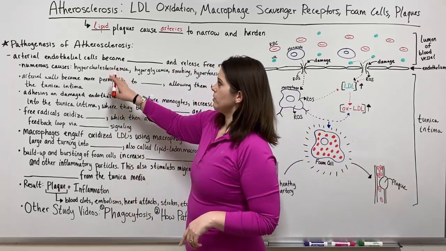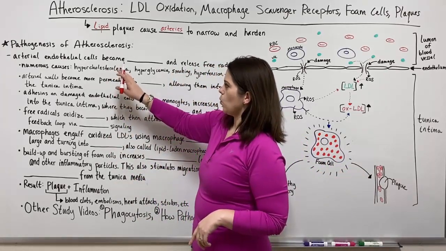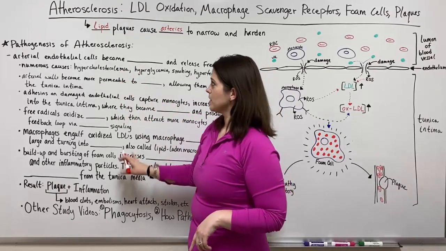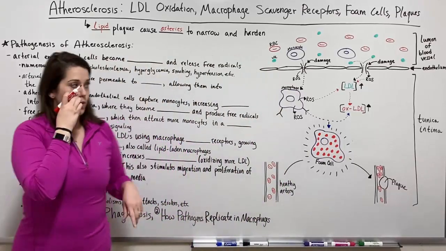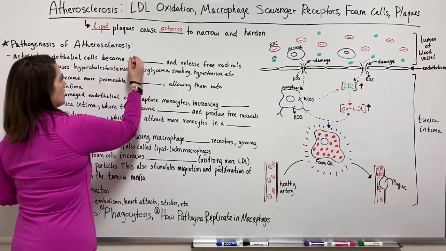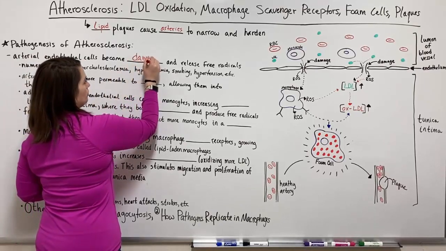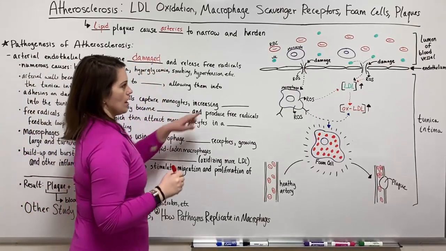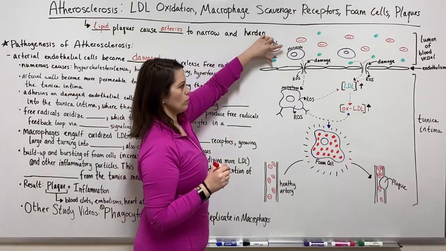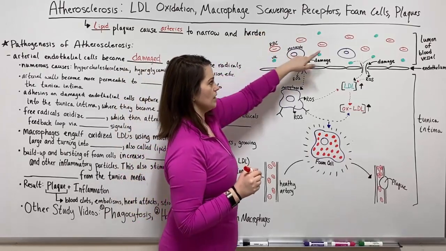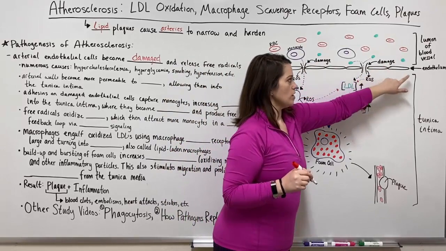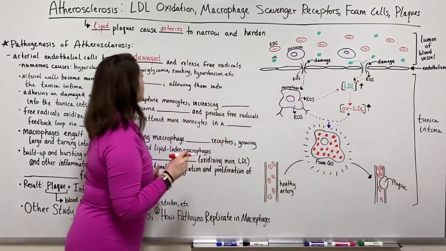So going on to the pathogenesis, we're going to look at all of these different steps. Let's just start with the first one. We've got arterial endothelial cells become damaged. Right here, we're looking at this. Within an artery, we've got the lumen. This is where the red blood cells are. We've also got some LDL and some monocytes. And there's some kind of damage done to this endothelial layer.